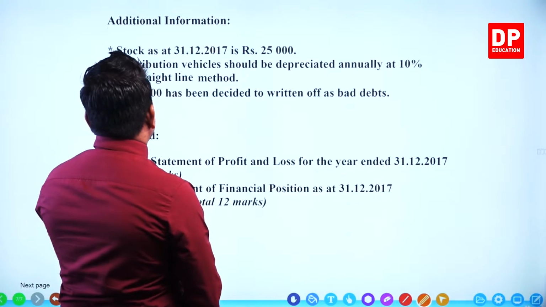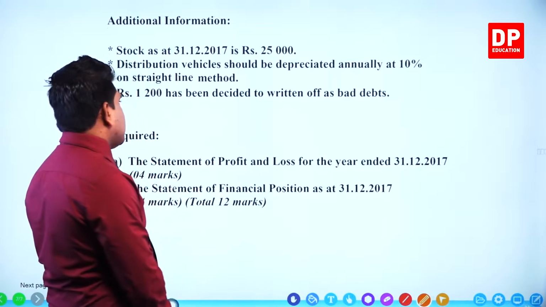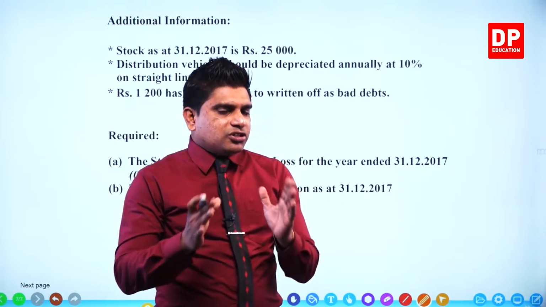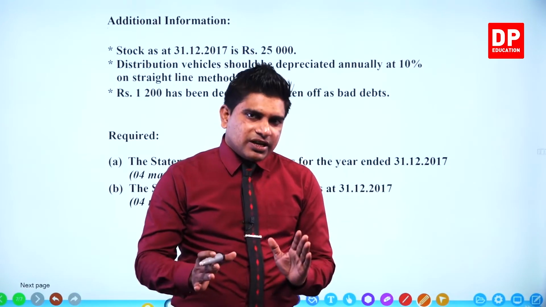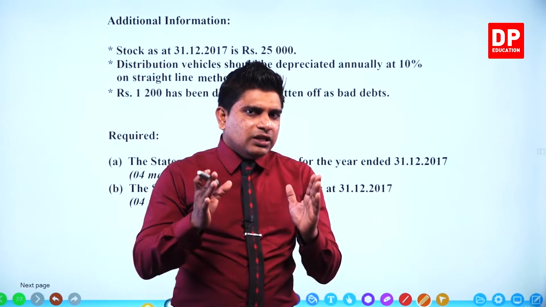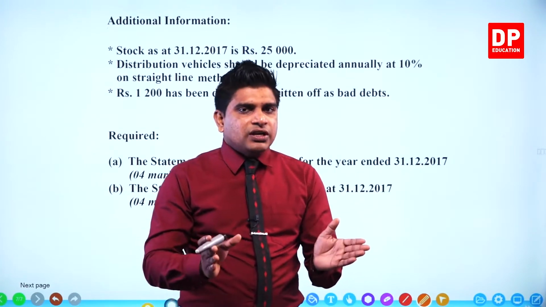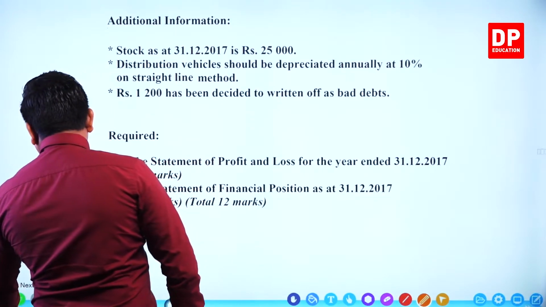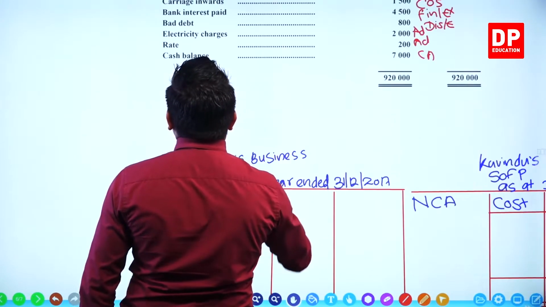next additional information. Distribution vehicle should be depreciated annually at 10% on straight line method. I taught you before I start the question, straight line method means to calculate the depreciation on cost using the given percentage, right? Now you find the value of the distribution vehicle, value means cost, you take 10% on it, right? Then now we go to the question and you see the cost of the distribution vehicle, right?